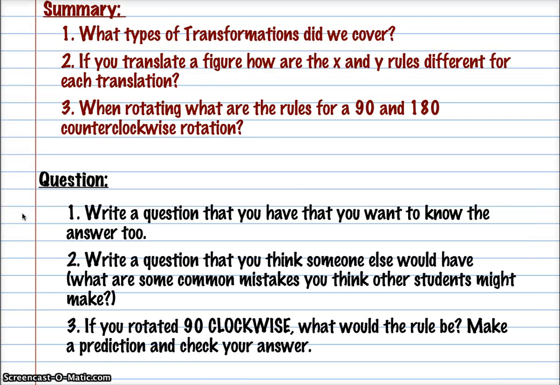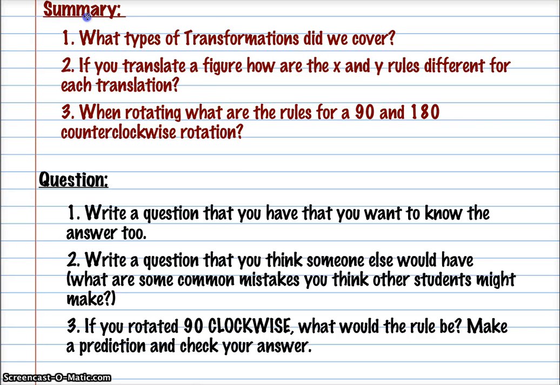Okay, so again, at the end, make sure you write a summary. What types of transformations do we cover, and why are they important? If you translate a figure, how are the x and the y rules different for each translation? When rotating, what are the rules for 90 and 180-degree counterclockwise rotations? Okay, so just determining what the rules are, kind of talking about them again, in your own words, and why they can or cannot be useful. Why do you think we even picked those rotations other than it was in the book?